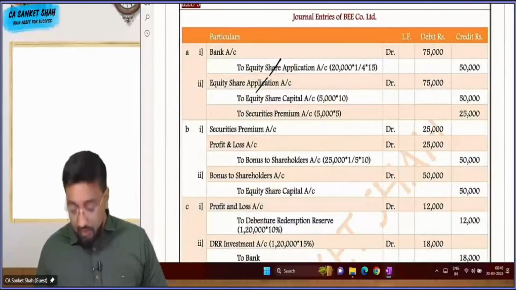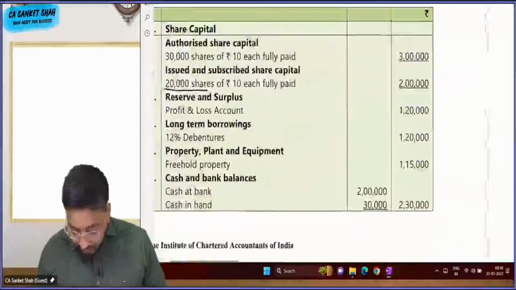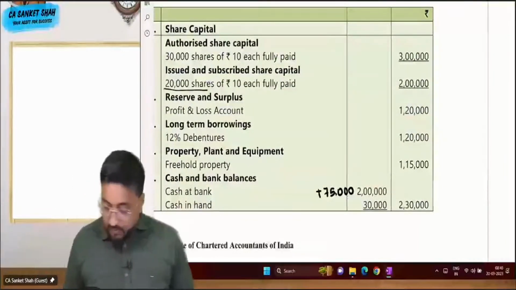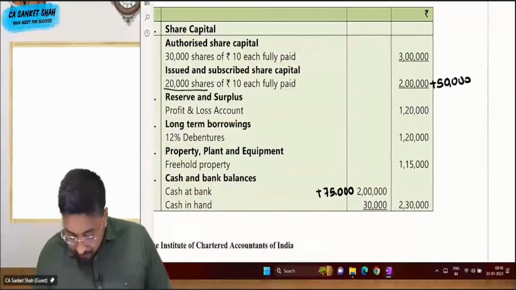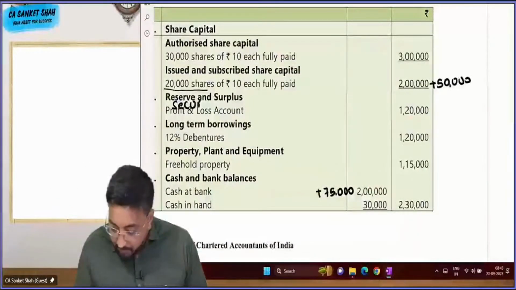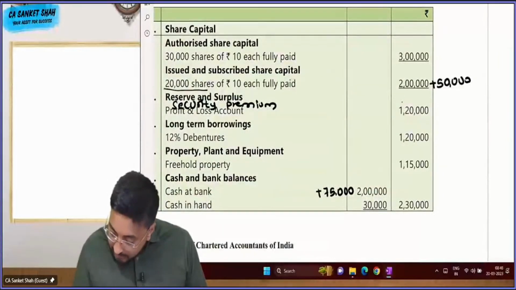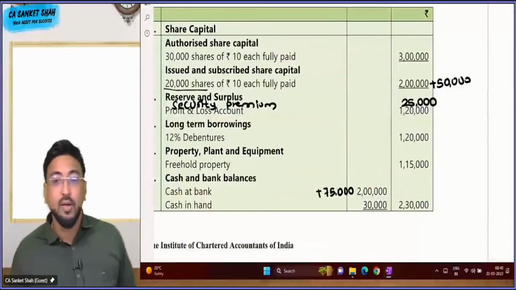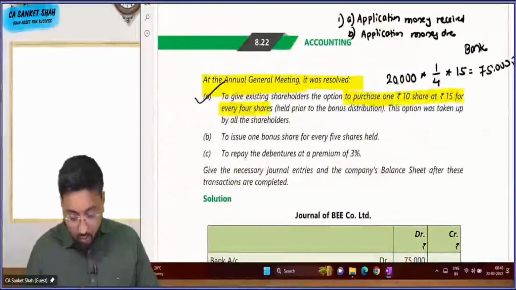Okay. So now bank balance we will increase by 75,000 in the question. So bank balance plus 75,000. Equity share capital we will increase by 50,000, and security premium 25,000. So first entry over. Bonus shares entry.